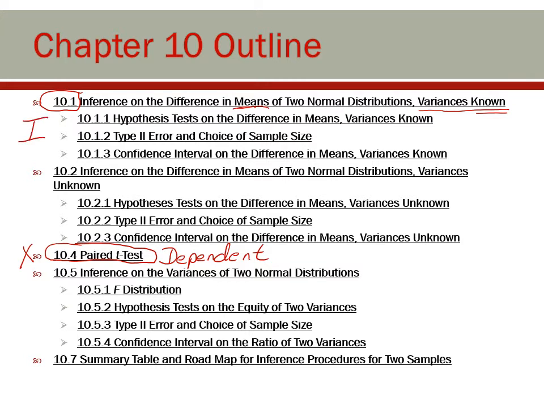So the first, 10.1, is independent, and I am going to combine 10.1 and 10.4 on your first homework assignment for this chapter. And then I will combine 10.2 and 10.5 for the next two homework assignments. You need those two together because you have to test the variances to be able to test the means there. So 2 and 5 will go together on our last homework of the semester, and 10.1 and 10.4 will be on this first homework. All right, let's get going.